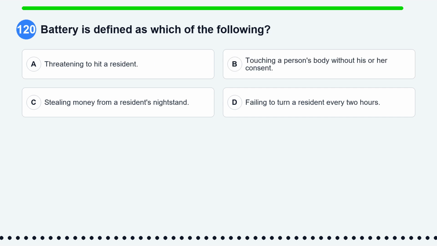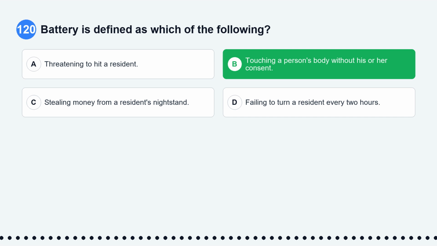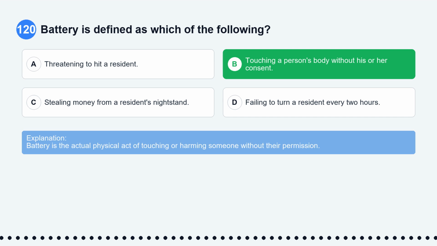Question 120. Battery is defined as which of the following? Option A. Threatening to hit a resident. Option B. Touching a person's body without his or her consent. Option C. Stealing money from a resident's nightstand. Option D. Failing to turn a resident every 2 hours. The correct answer is option B. Touching a person's body without his or her consent. Battery is the actual physical act of touching or harming someone without their permission.